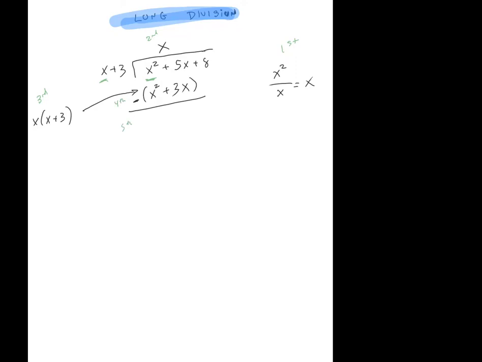What are we left with here? x squared minus x squared is gone. What's 5 minus 3? 2x. You bring down the positive 8. That's our sixth step there. Showing these as steps to help you out because students really struggle with this, so I really want to try to break this down for you. Then we do 2x.